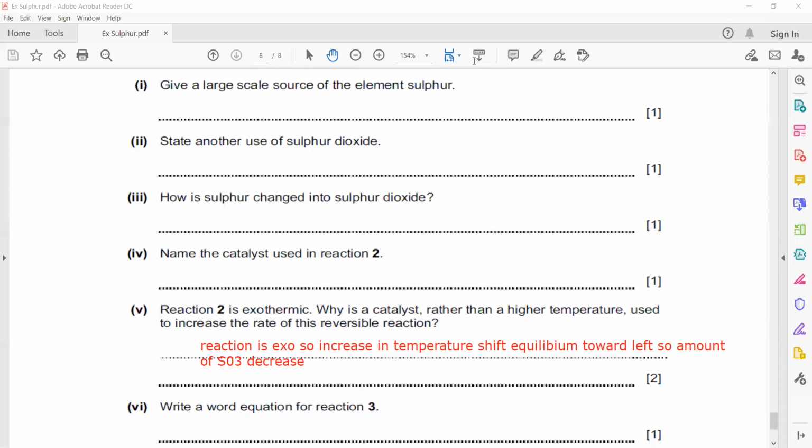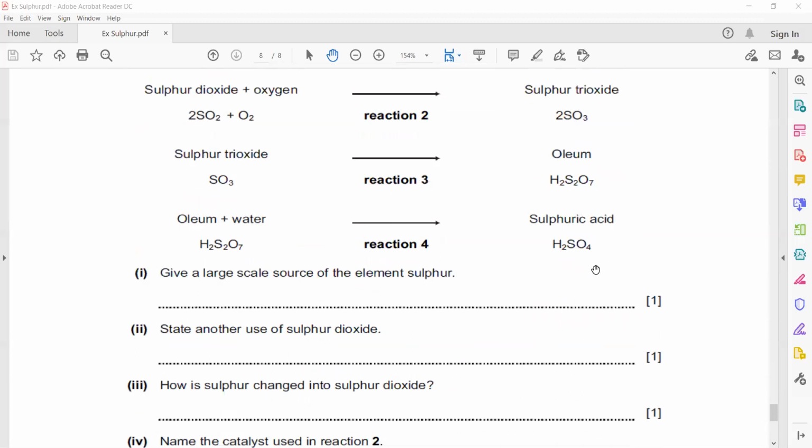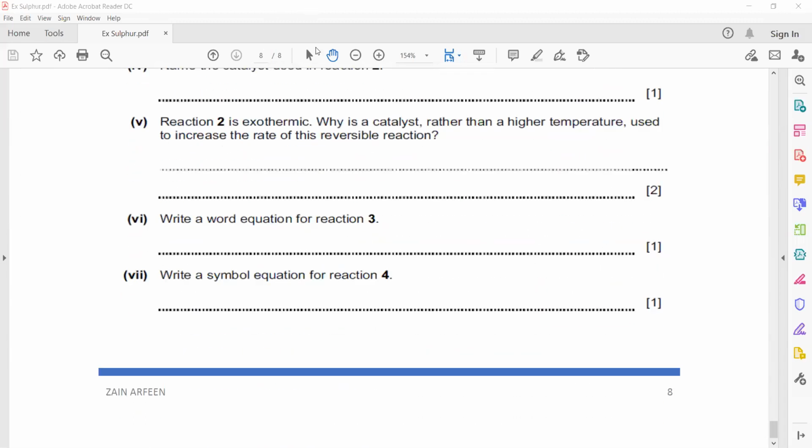Then write a word equation for reaction 3. In reaction 3, sulfur trioxide is converted into oleum. So how is it converted to oleum? By reacting with sulfuric acid. Sulfur trioxide plus sulfuric acid will result in the formation of oleum.